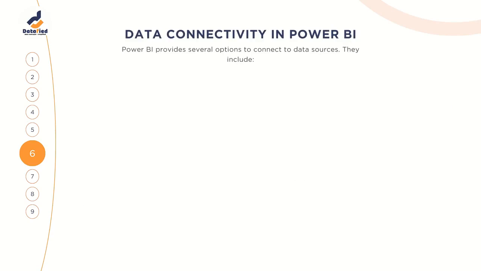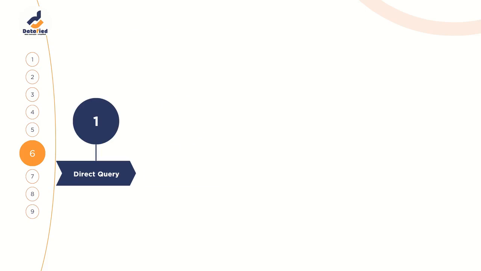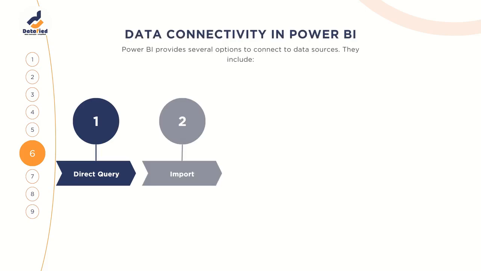All right, now let's talk about another aspect of data connectivity in Power BI. Power BI provides several options to connect to data sources. You can do that through DirectQuery, where you query directly from the data source into Power BI. You can also import data, like a CSV file, Excel file, PDF, and so on. You can also use what is known as a live connection, where you connect to a data source that is populated in real time and is being updated into Power BI.